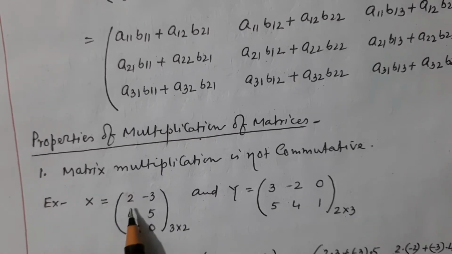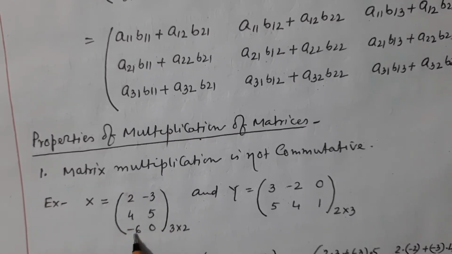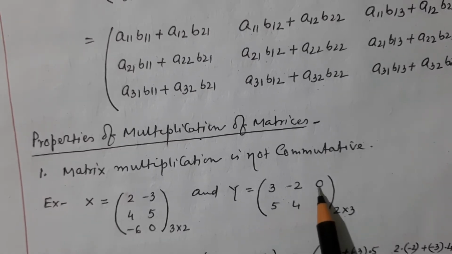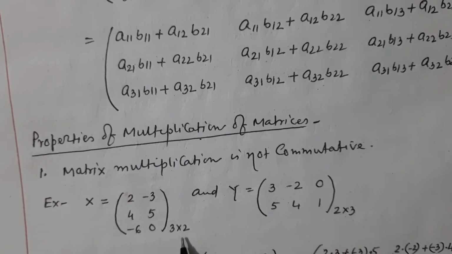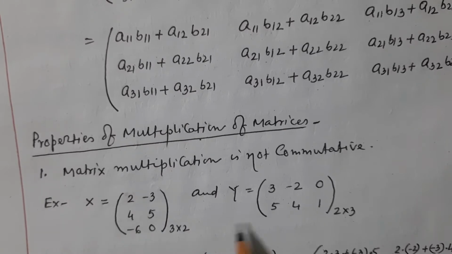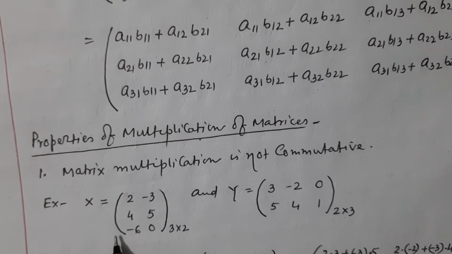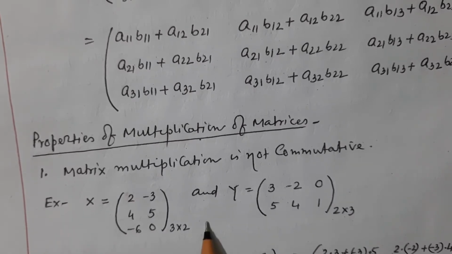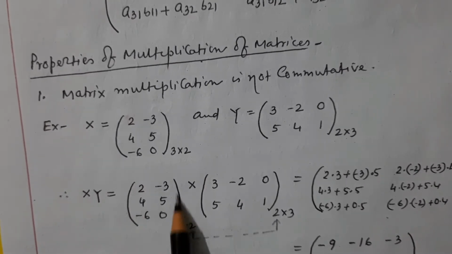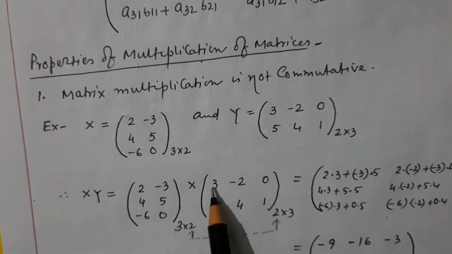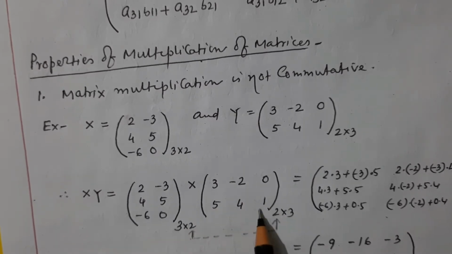Suppose we consider X equals 2, minus 3, 4, 5, minus 6, 0. This is a 3 cross 2 matrix. And Y is another matrix, 3, minus 2, 0, 5, 4, 1. This is a 2 cross 3 matrix. Here the number of columns of the first matrix X is equal to the number of rows of the second matrix. So X and Y are conformable for multiplication, and we get XY. We write it this way: X, 2, minus 3, 4, 5, minus 6, 0, into the Y matrix, 3, minus 2, 0, 5, 4, 1.